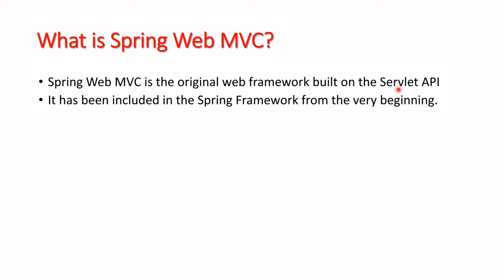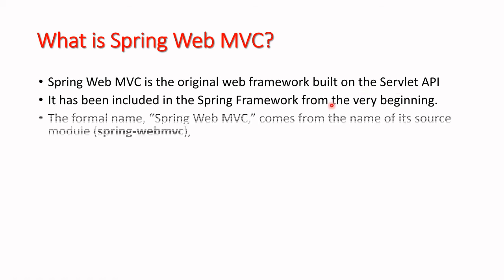What a servlet does is, if you send a request to the server, the servlet will give the response to the client. If the request has a response from the servlet, it will give you the exact response you need. If that is not available, it will give you a 404 error, or 500 if there is a server error. So the formal name of Spring MVC is Spring Web MVC.